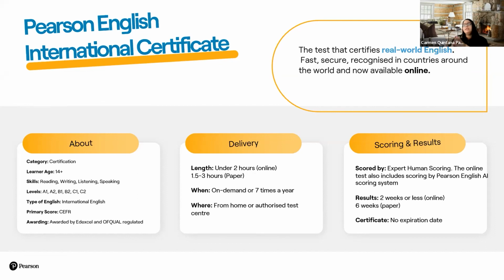Now, a few key features, as I know I'm a bit tight with time, is that it's available in paper and online. For paper, you have 7 times a year. For online, you have on demand. And you can take it from home if you're using the online format, or you can take it from an authorized test center. You get results in 2 weeks or less if you're using the online format, or you get results in 6 weeks if you're using the paper-based format.